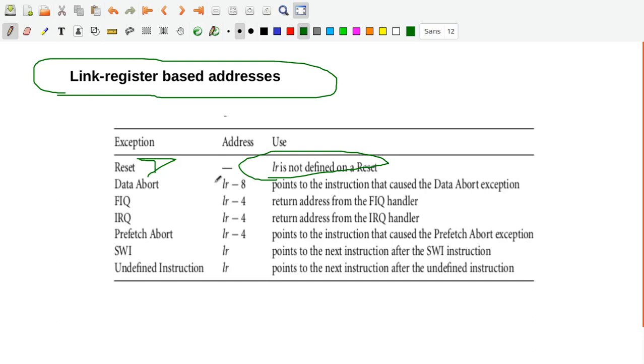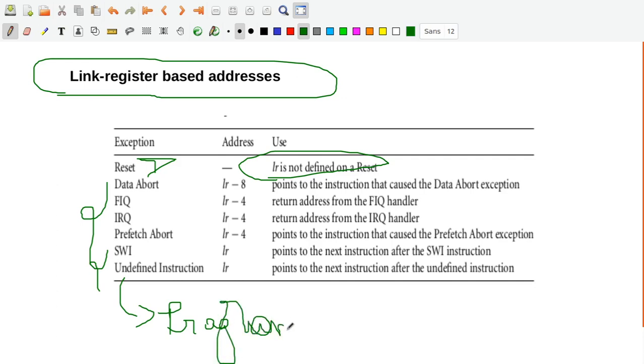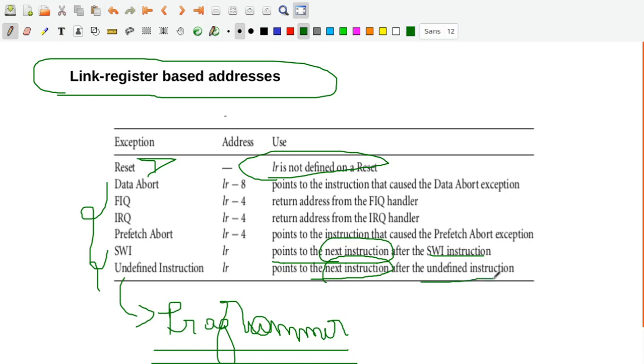When it starts from reset, that is, when you press the reset button or power is turned on, it starts from initial code. That's why LR is not defined for the reset exception, whereas for other exceptions LR is defined. For example, look at the software interrupt exception and the undefined instruction. This is basically something a programmer writes. One thing to keep in mind is that the return address always points to the next instruction, after the software instruction as well as the undefined instruction.